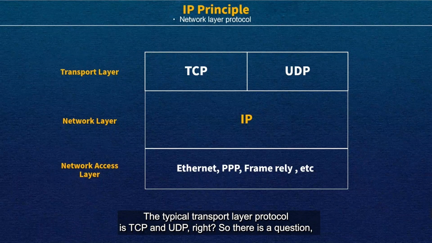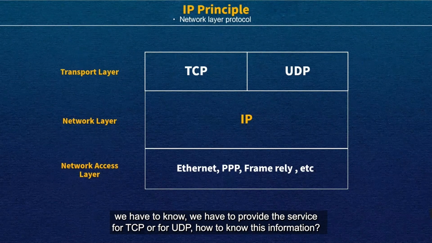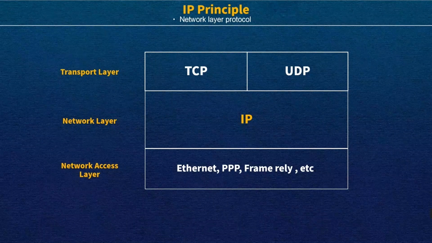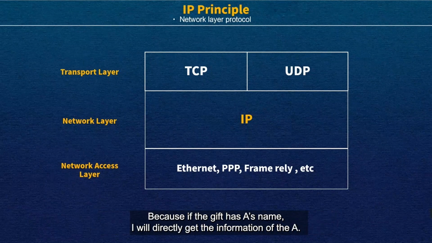So there is a question. When the IP provides service for the transport layer, we have to know whether we are providing the service for TCP or for UDP. How to know this information? This is like I have a gift, and I have to give it to my friend A or friend B. I have to know their name, right? Because if the gift has the name A, I will directly give it to A.